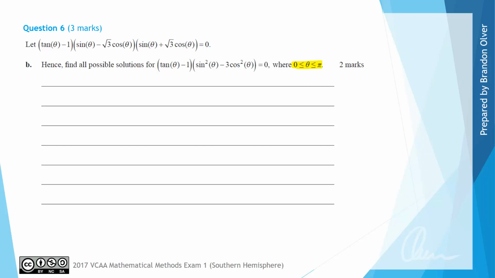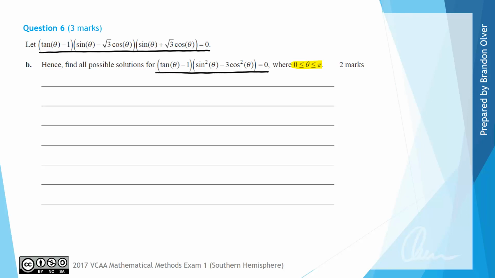First of all, it's important that the word hence is inviting us to relate our previous answer to this question. To do that, we recognize that this factorized form here can be further factorized to the top line. So the equation we're solving here is actually identical to this one. You could check that by either expanding the top line or factorizing the second line and seeing that they are equivalent to each other.